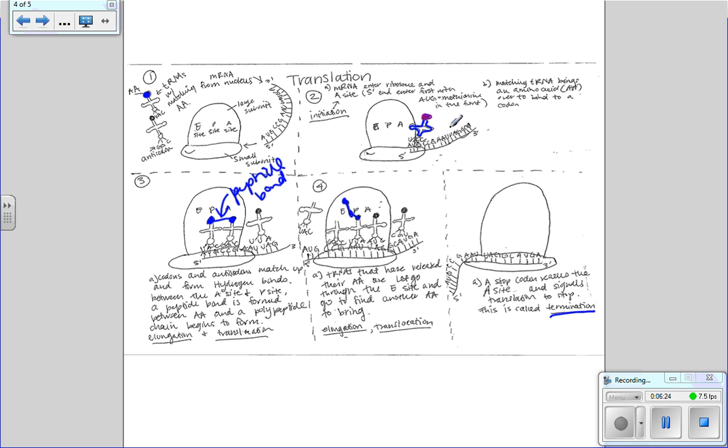Wait, is it always those letters? That's the only start codon, so it's always going to be AUG that starts it off.